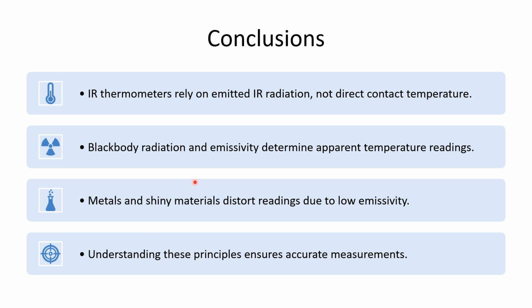So what we can conclude from this: IR thermometers rely on emitted infrared radiation, not direct contact temperature. Blackbody radiation and emissivity determine the apparent temperature reading. Those are the two things it uses, the wavelength and intensity, and then the assumed emissivity. Metal and shiny materials distort readings due to their low emissivity. Understanding these principles ensures accurate measurements. The more you understand about how these meters work, the more you can understand their differences and problems and get a more accurate reading.